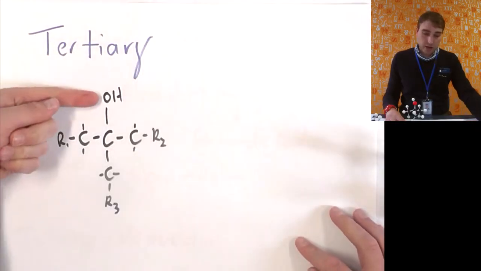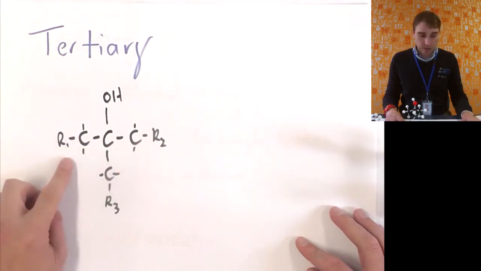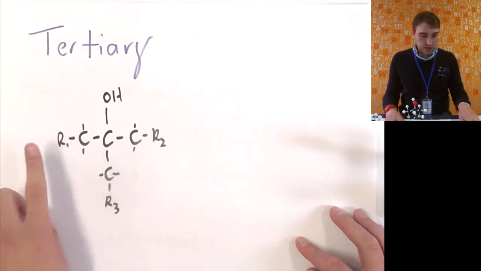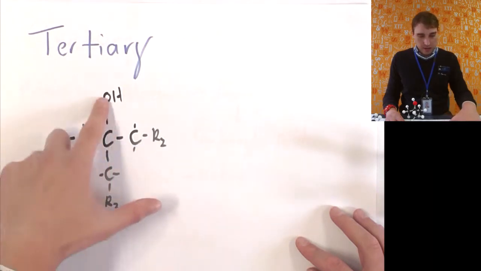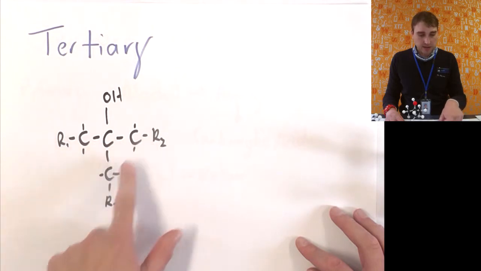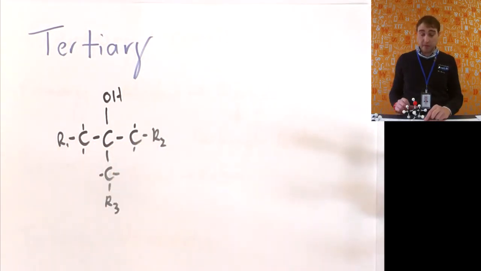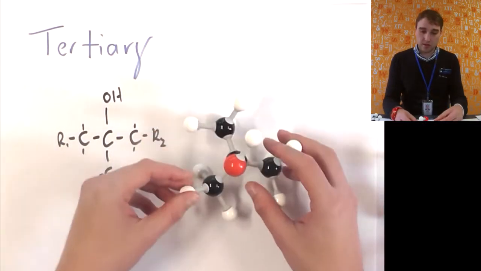So that makes it a secondary alcohol. In a tertiary alcohol, the hydroxyl group is attached to a carbon that's attached to 3 carbons. So here we've got 3 carbon chains, R1, R2, R3. This is the hydroxyl group that makes it an alcohol. It's attached to a carbon that itself is attached to 3 carbons. So 1, 2, 3. An example of a tertiary alcohol is this one here.